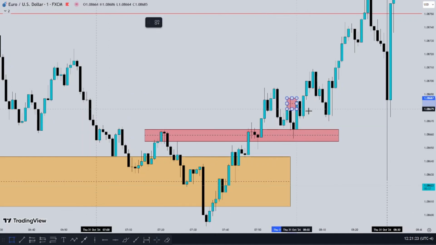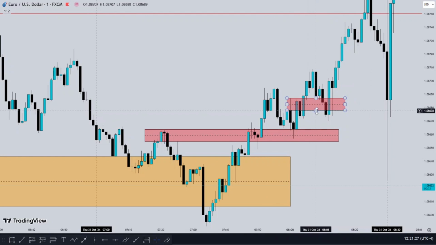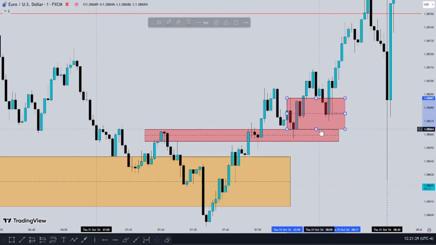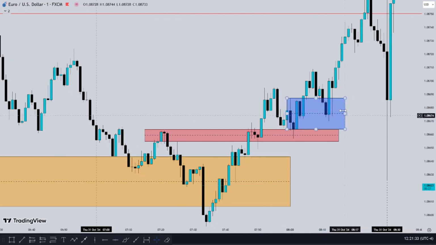You can either use a fair value gap or an order block, but in this example, I'm using an order block. Here's the complete order block, if I can make it blue. Here's the complete order block, but I'm mostly paying attention to the fair value gap, to the wick above the order block. But my stop will be at this low.